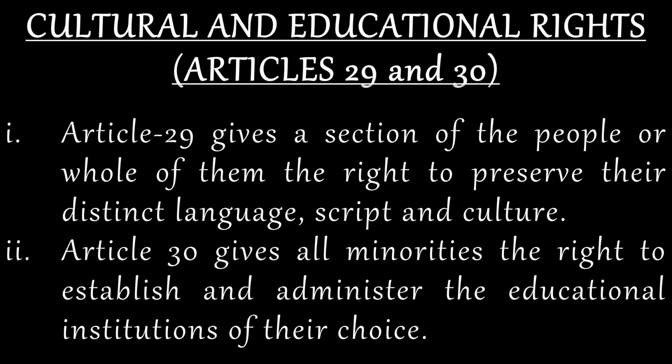Cultural and educational rights, Articles 29 and 30. Article 29 gives the section of the people or whole of them the right to preserve their distinct language, script, and culture. Article 30 gives all minorities the right to establish and administer the educational institutions of their choice.